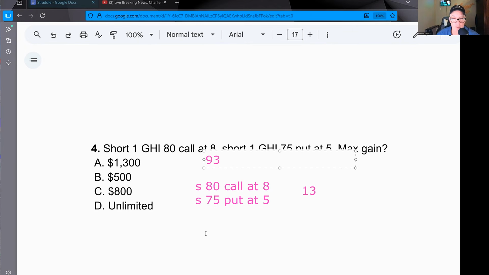And then the lower one: 75 minus 13 is 62. Oh, 62. Okay, see, don't do math in your head, people. Use a calculator or you get messed up like me.